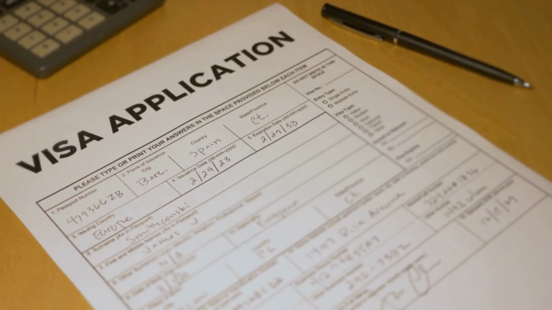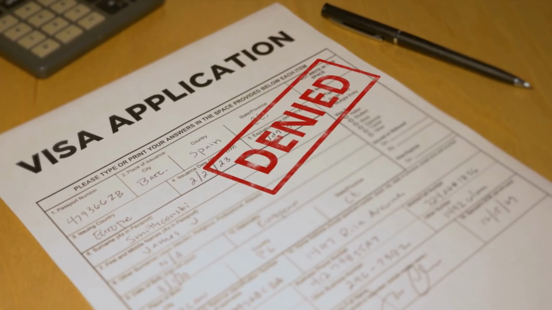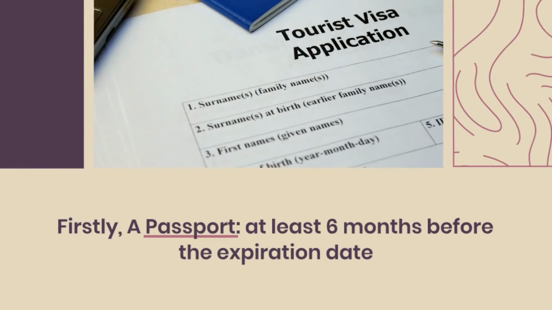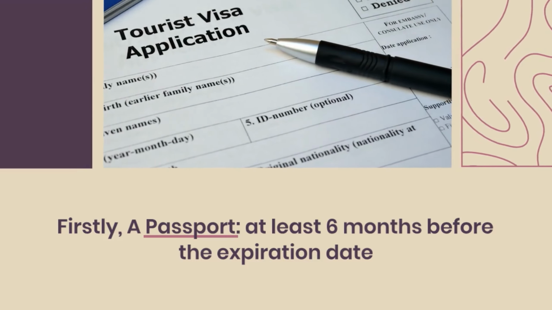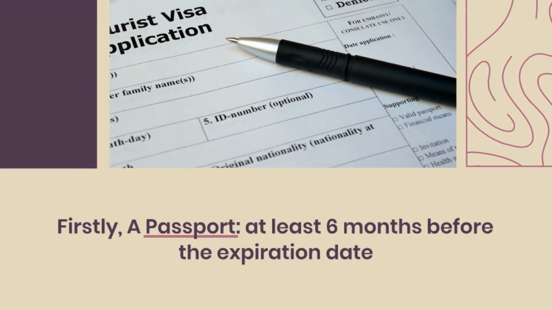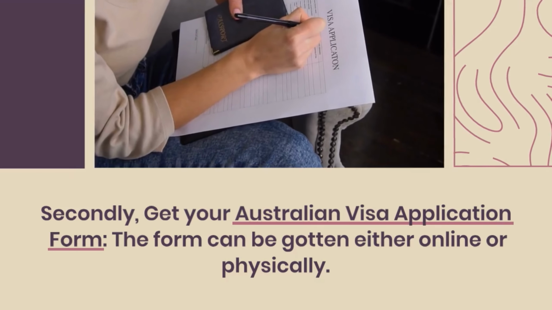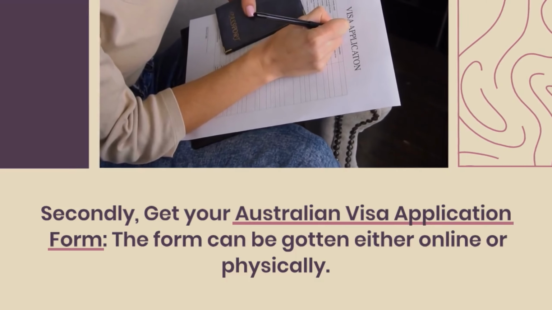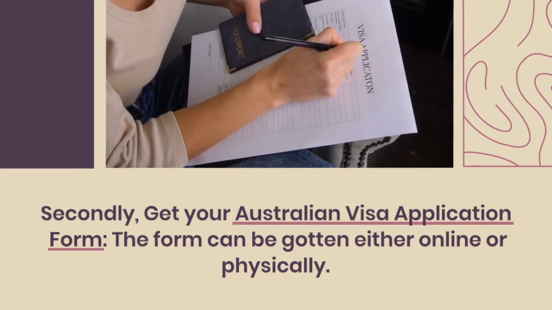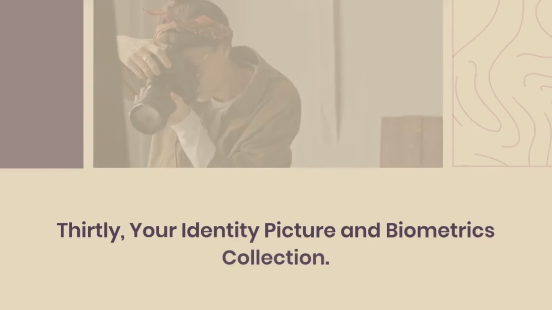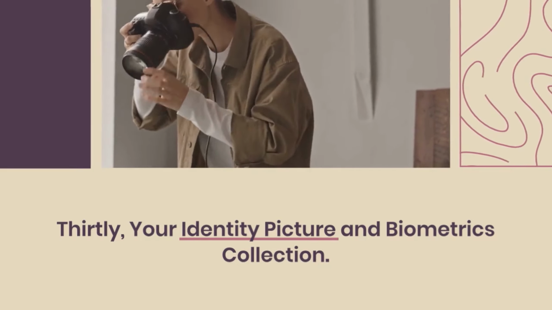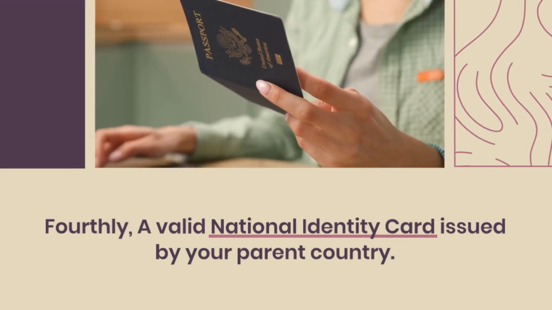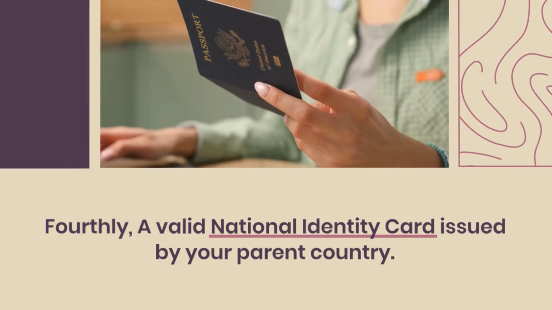To obtain an Australian visa, you must possess the following documents. Firstly, a passport, valid at least 6 months before the expiration date. Secondly, get your Australian visa application form. The form can be gotten either online or physically. Thirdly, your identity picture and biometrics collection. Fourthly, a valid national identity card issued by your parent country.